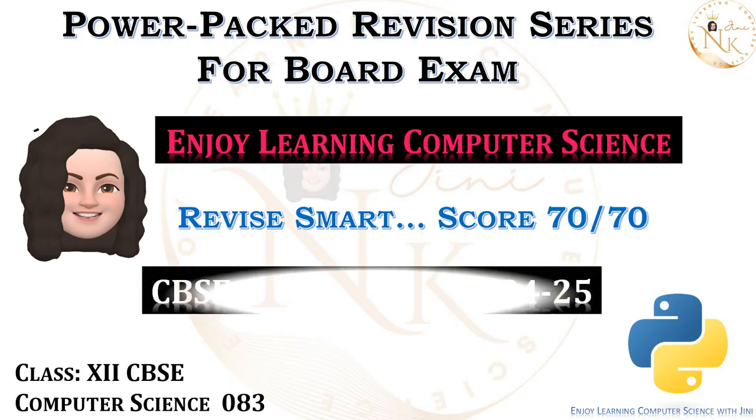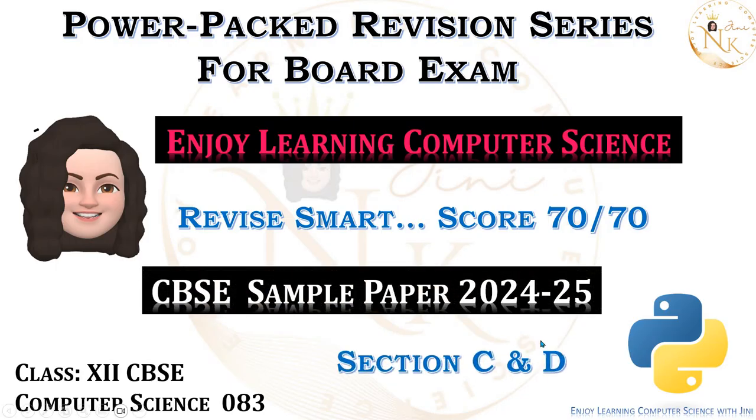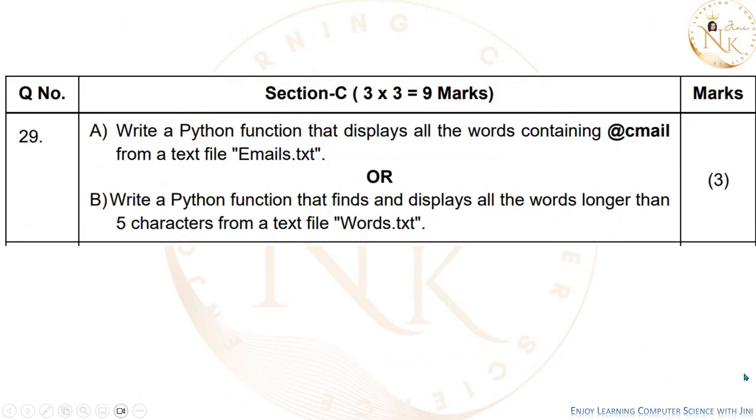Hello everyone. In this session, let's solve Section C and Section D of CBSE Sample Paper 2024-25. Let's dive into the topic quickly. Section C consists of 3 questions and each question carries 3 marks. You have some internal choices also. So question number 29, there are 2 questions. You have to answer A part or B part.